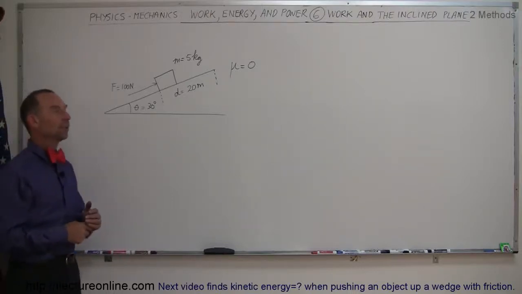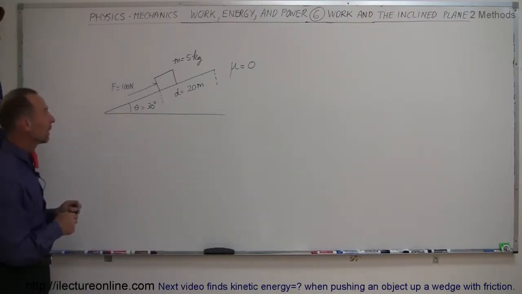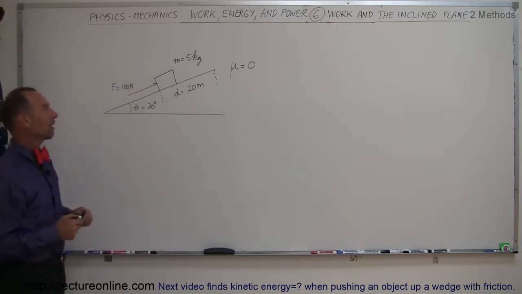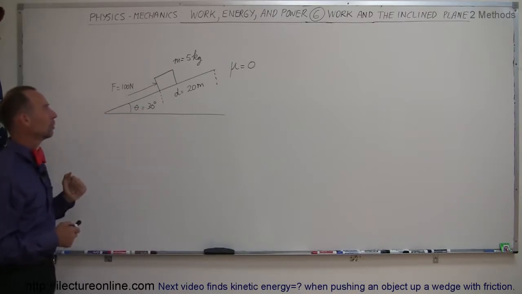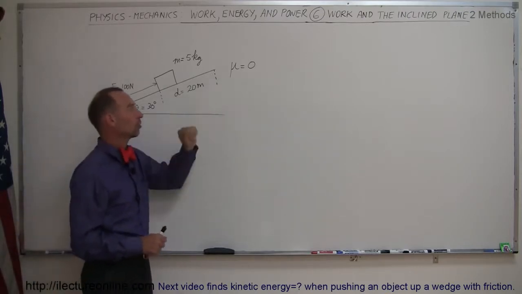All right, in this example on work and energy, again, power will be done at a later video. We're going to look at the inclined plane. We have an object, let's say mass 5 kilograms, being pushed up an inclined plane of 30 degrees with a force of 100 newtons over a distance of 20 meters. And in this case, there's no friction.